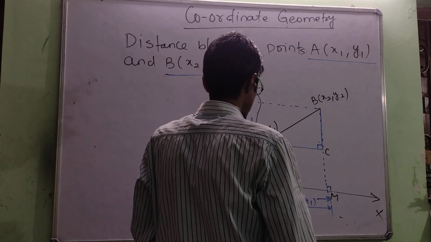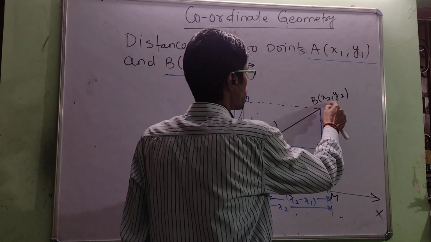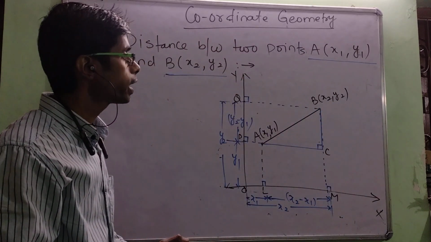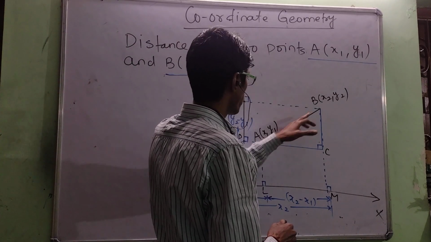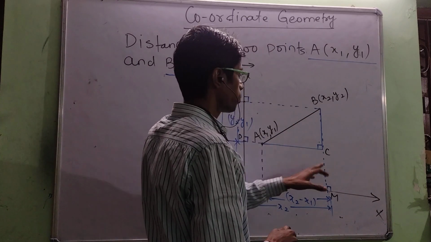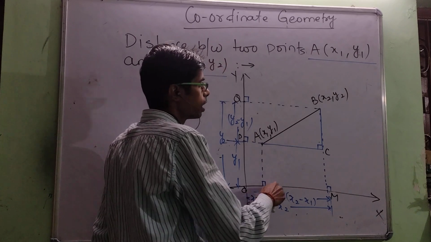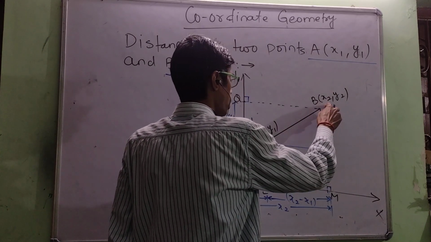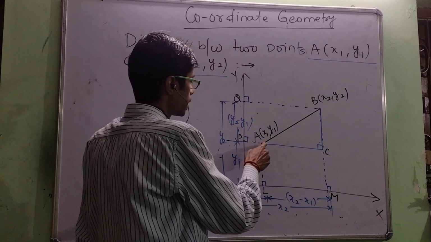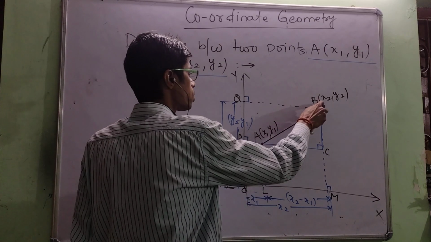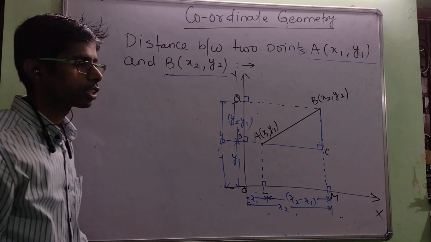Point A's x coordinate is x1 and y coordinate is y1, and point B's x coordinate is x2 and y coordinate is y2. Now we have taken the projection of points A and B on the x axis and y axis respectively. Projection of A on the x axis is point L and projection of B on the x axis is point M, and projection of point A on the y axis is point P, and projection of point B on the y axis is point Q.